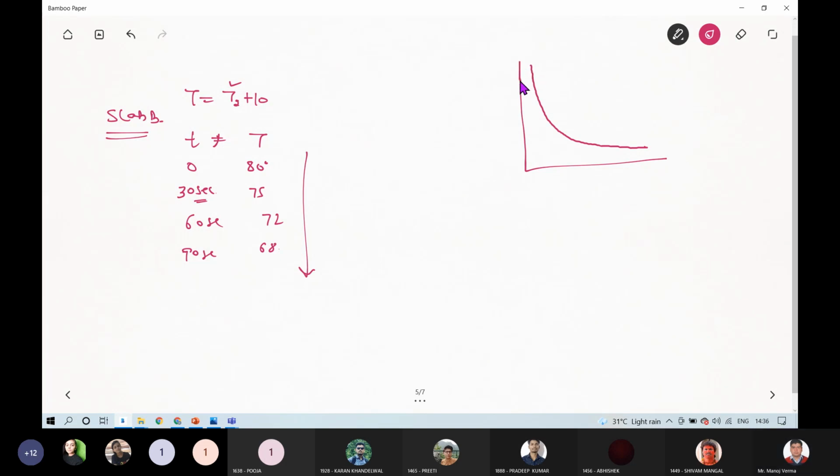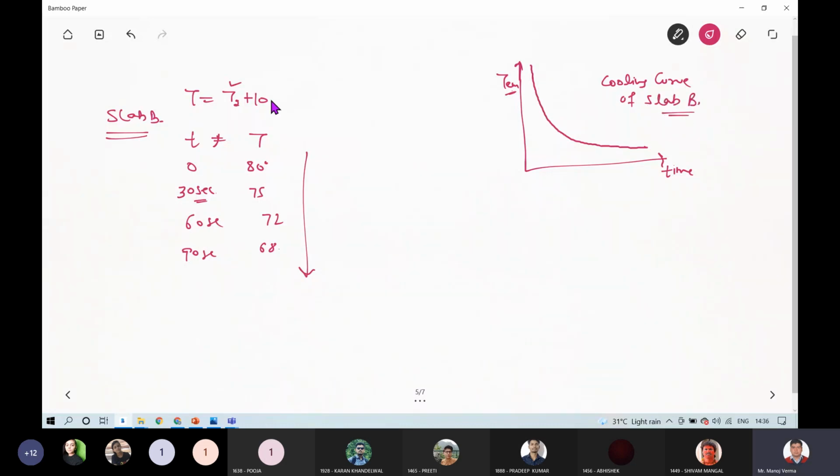Well, this is T, this is time, this is temperature. So you will obtain a cooling curve of slab B, something like this.